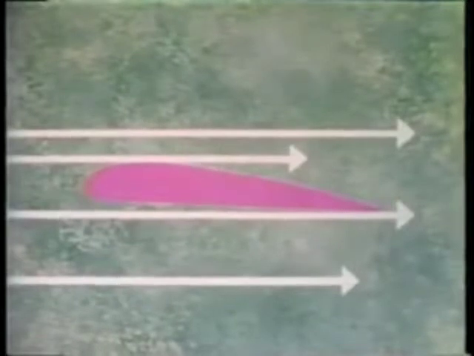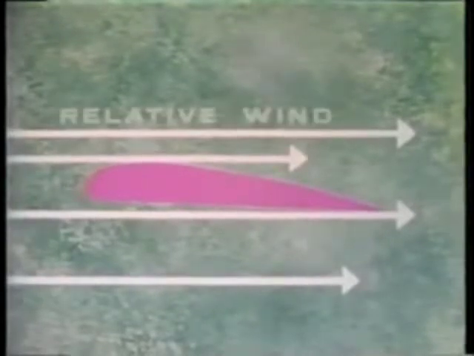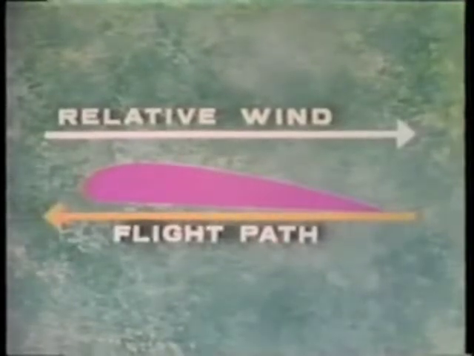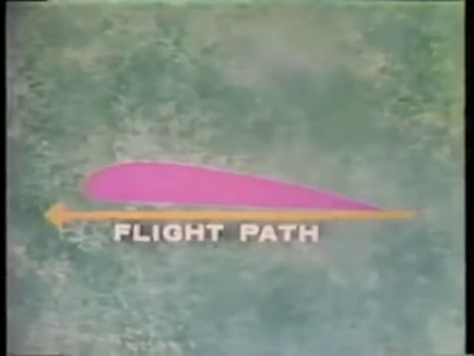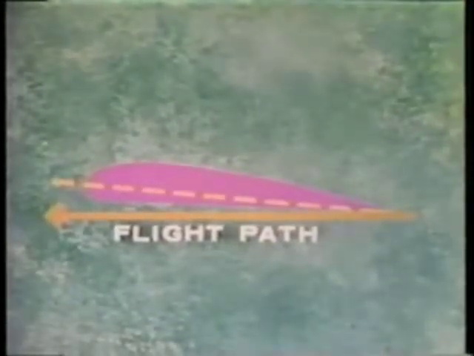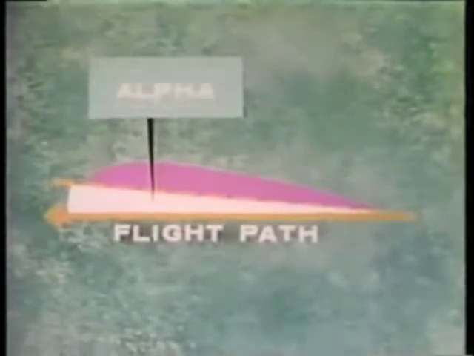The airflow striking the fixed wing airfoil of an aircraft, or the aircraft itself, is called the relative wind. The direction of the relative wind is always opposite to and parallel with the flight path of the airplane. In level flight, therefore, the relative wind and the flight path are horizontal and parallel. The center line, or chord line, of the airfoil, however, even in level flight, forms a small angle with the flight path. We call this angle the angle of attack. We have given it the symbol alpha.